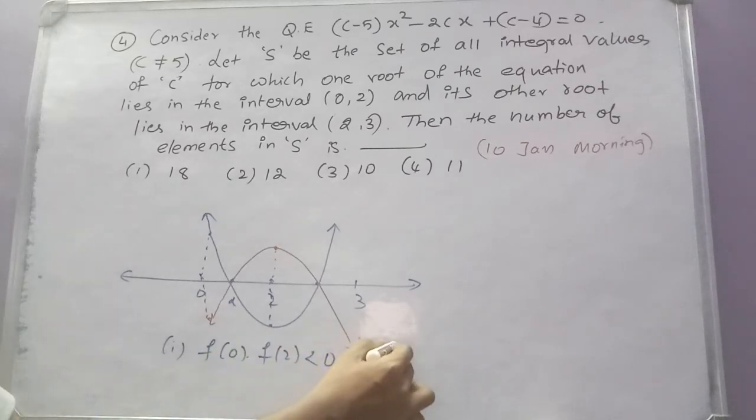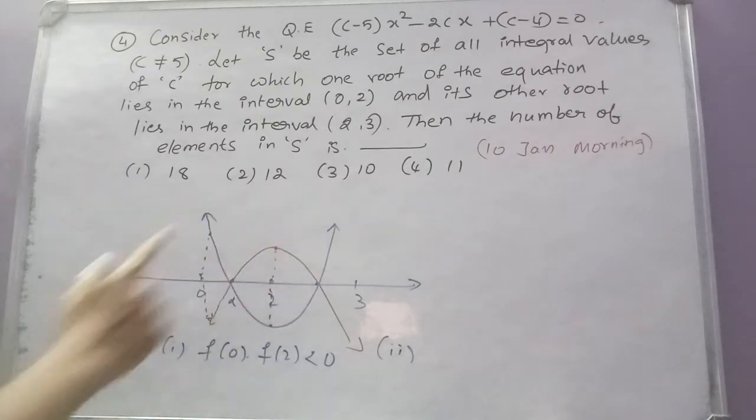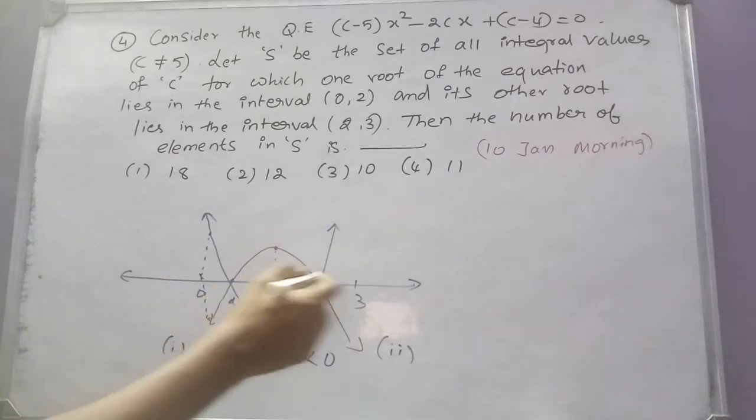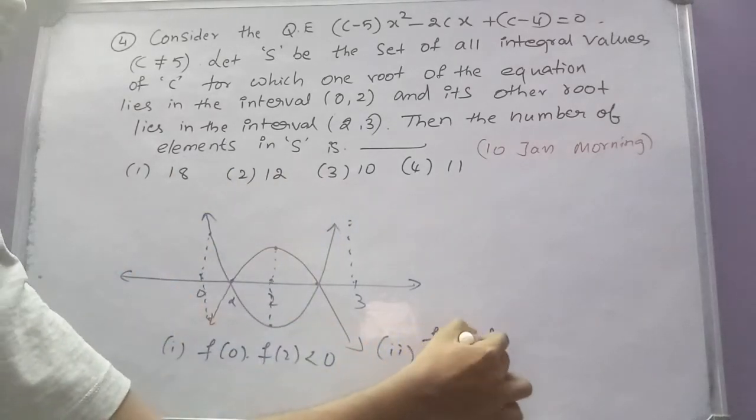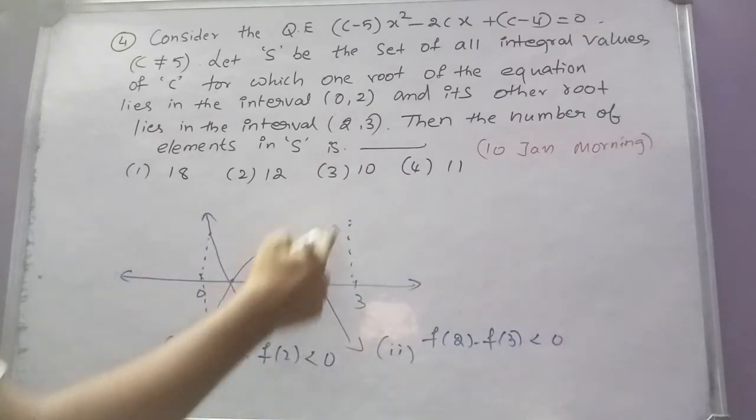After that, let us take the second condition with respect to 2 and 3. If you consider the upward parabola, f of 2 is negative and f of 3 is positive. So negative into positive is negative itself, correct? So f of 2 into f of 3 is negative if you consider upward parabola.